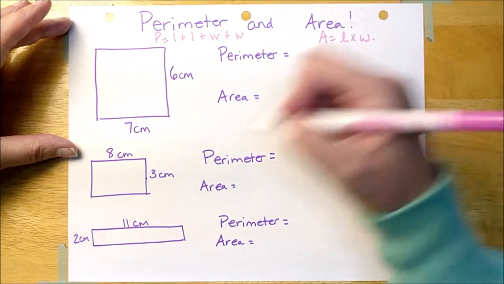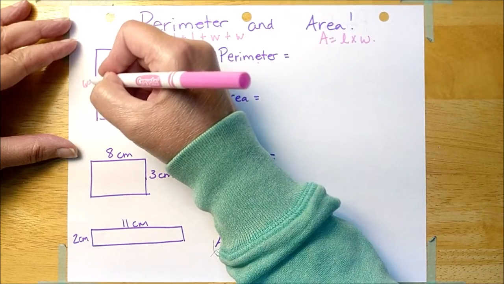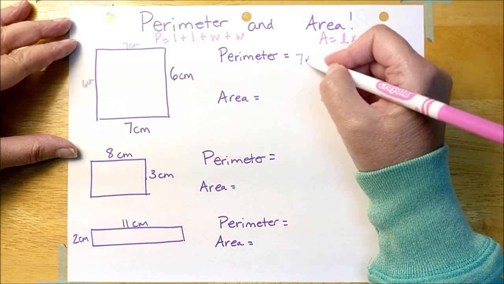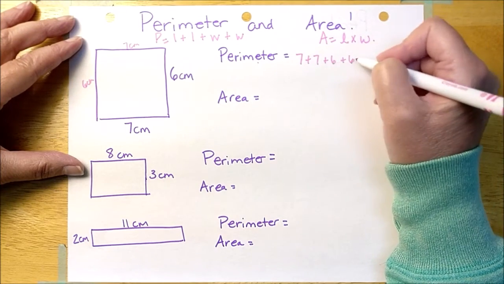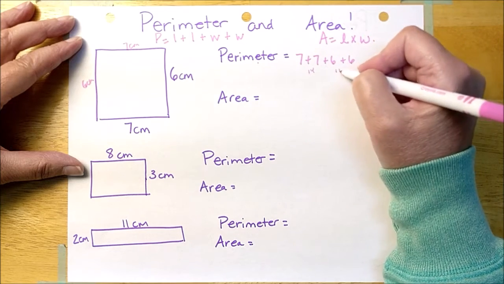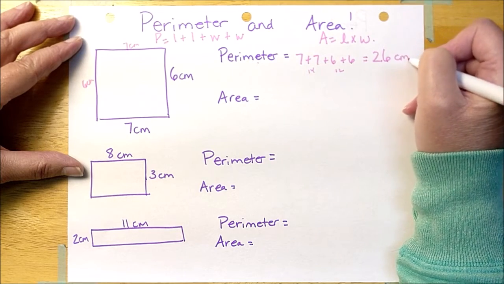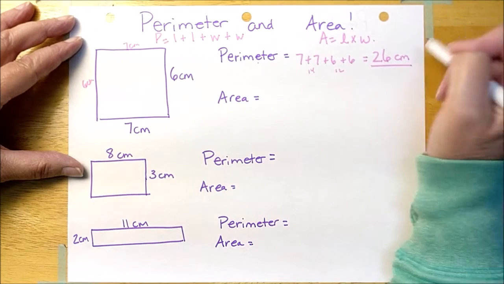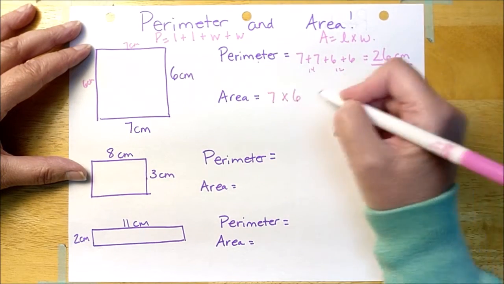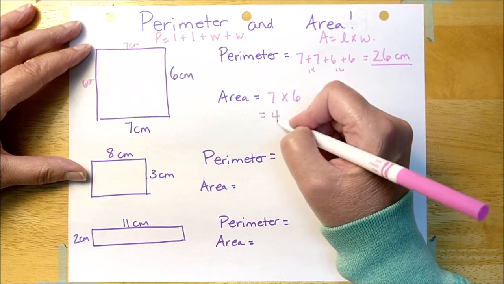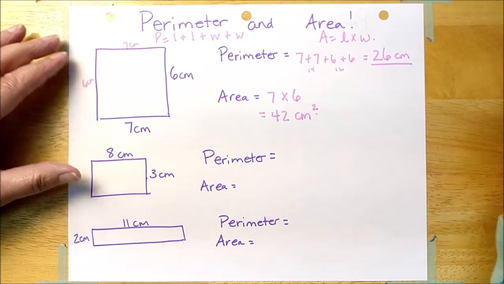When we start with perimeter, we need to know what all the sides are. So if this one's 7, that one's 7, this one's 6, this one is 6. So for perimeter, we do 7 plus 7 plus 6 plus 6, and that's 14 and 12. So our perimeter is 26 centimeters. So our distance around is 26 centimeters. Our area is length times width, which would equal 42 centimeters squared. I hope you remember that little 2 squared.